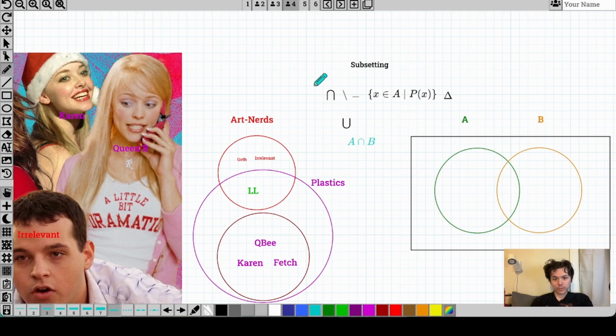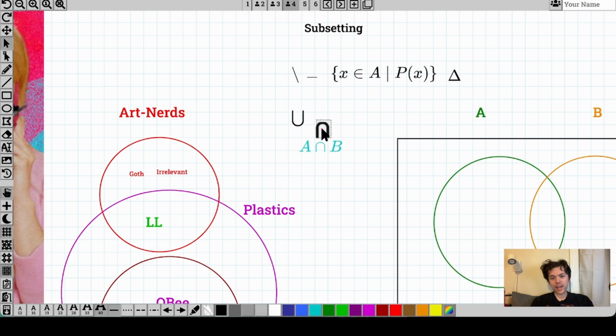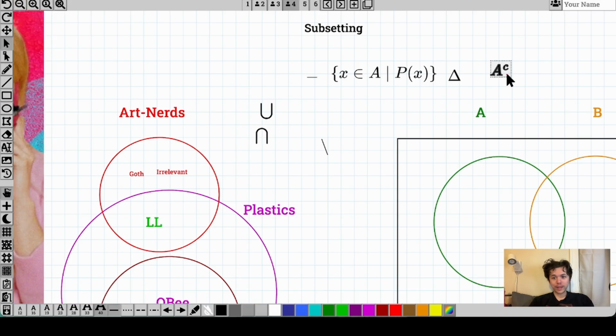Now let me erase some of that. There's not so much to say. There's a lot of algebraic relations between these things, but for a quick review, I think it's probably just useful for me to say what these are. Like this is cup, this is cap, is intersection. Now we have set minus, which is one that does come up. Oh, I'm missing one. I'm missing a complement. So we'll put that in there.